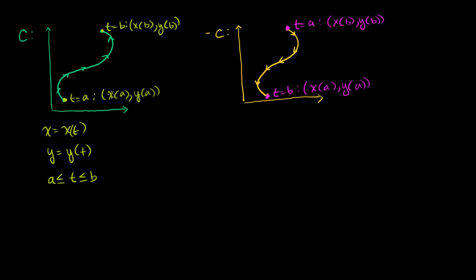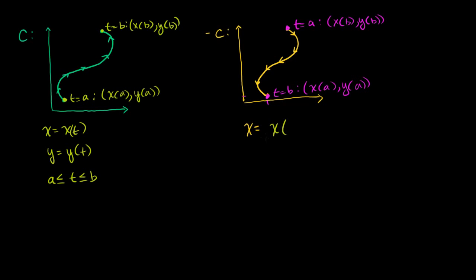Here t is equal to a, x of a, y of a. Here t is equal to b, our endpoint. Now I'm at this coordinate x of a, y of a. So how do I construct that? Well, if you think about it, when t is equal to a, we want both of these functions to evaluate at b. So what if we define our x, in this case, for our minus c curve? What if we say x is equal to x of, when I say x of, I'm talking about the same exact function. Actually, maybe I should write it in that same exact color.